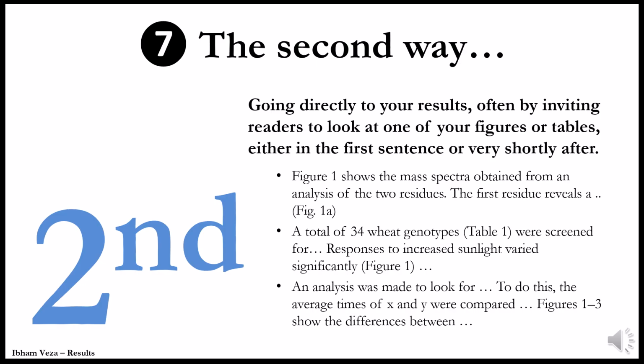A total of 34 wheat genotypes, Table 1, were screened. Figures 1 through 3 show the differences between. This method is useful when your data is best understood visually, allowing readers to grasp your findings faster.